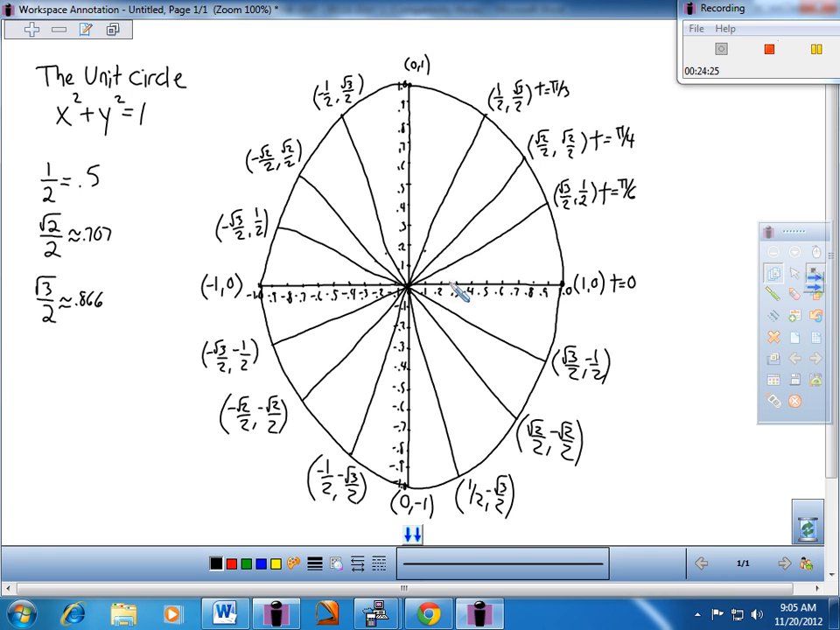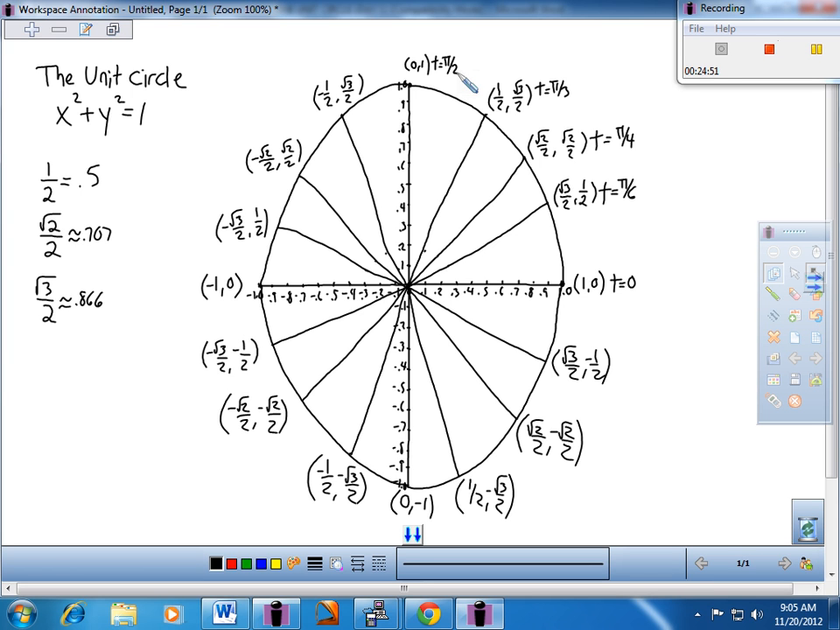Okay, if I've gone a quarter of the way around, everybody, that would be a 90-degree angle. 90 degrees, of course, is pi over 2. Let's see if I can get it up there. Nope. So I have to come right here. So that's pi over 2, everyone, at the top.